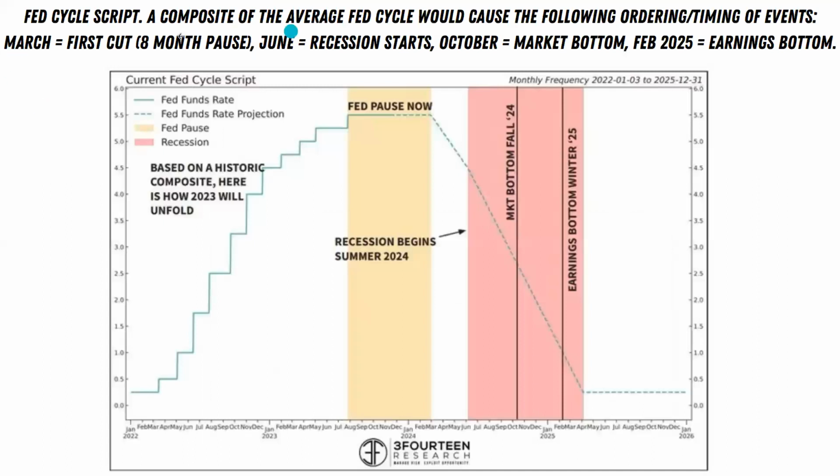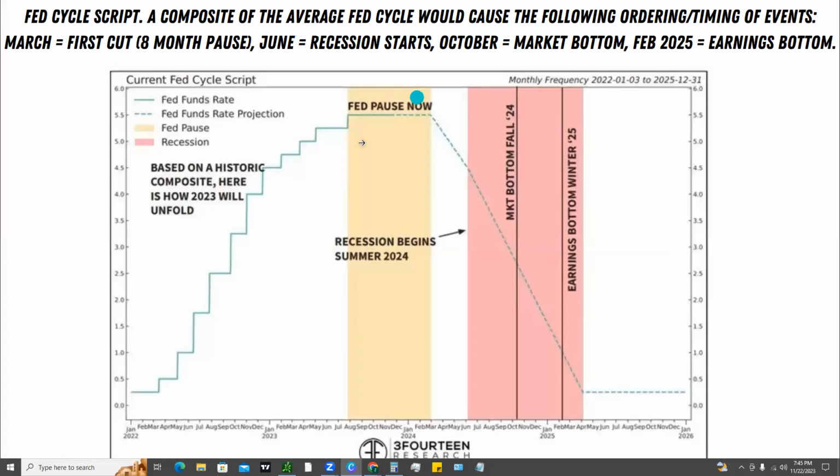Now, when you look at the Fed cycle script, a composite of the average Fed cycle would cause the following ordering slash timing of events. March equals the first cut. This is an 8-month pause. June equals the recession starts, and then October equals the market bottom. February 2025 equals the earnings bottom. So, the chart may seem a little bit complex, but that's basically what I just explained for you guys right there, and it's really, really interesting.